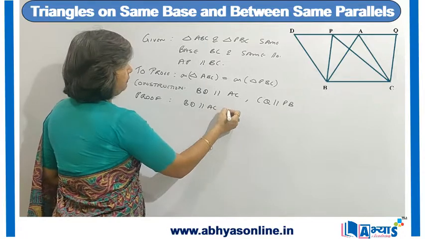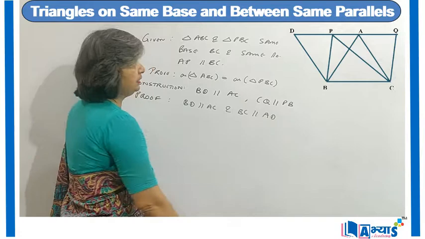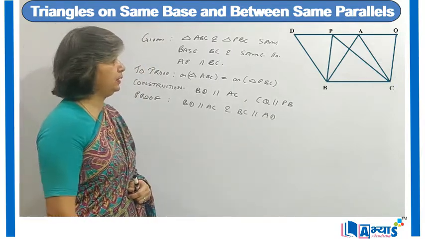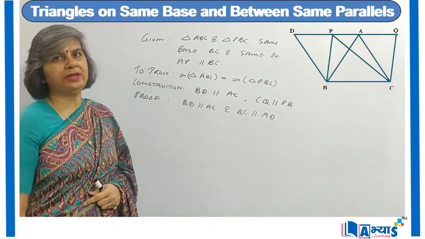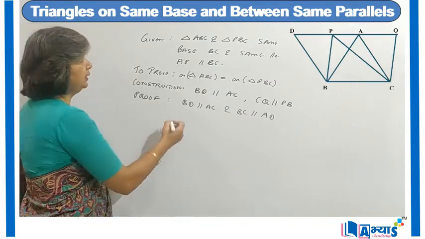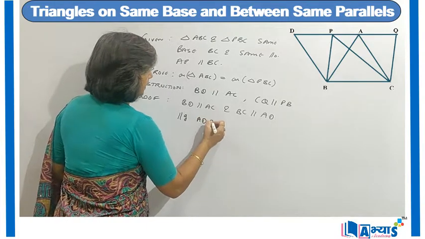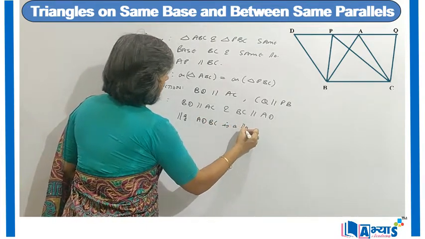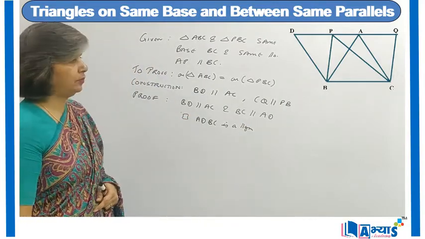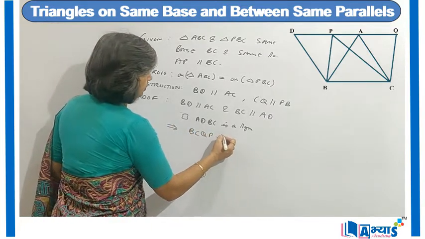So now the proof will be: we have drawn BD parallel to AC, and we know BC is parallel to AD, because BC is parallel to AP and AD is an extension of AP. Now both pairs of opposite sides of the quadrilateral are parallel to each other, so we can say that quadrilateral ADBC is a parallelogram.